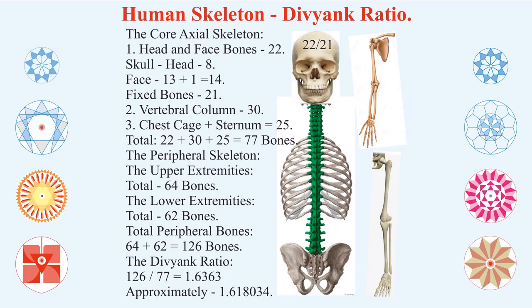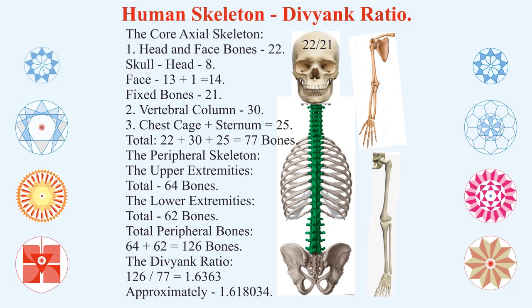Now let's go to another picture of the human skeleton and show how beautifully the skeleton itself is designed with the Deviank ratio. This is also being revealed for the first time, and I don't think anyone around the world in the history of human anatomy, physiology, biochemistry has been able to sum up things with evidence from the perfect body the way it is being done here. Now, the core axial skeleton has 22 bones, which are head and face: skull, head 8, face 13 plus 1, 14, fixed bones 11, 21, I have already explained.